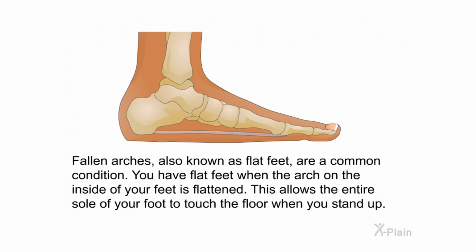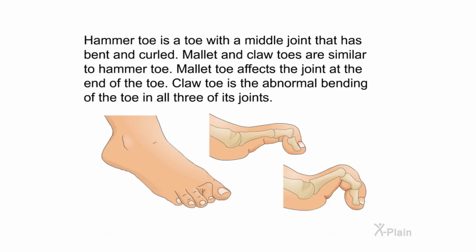Fallen arches, also known as flat feet, are a common condition. You have flat feet when the arch on the inside of your feet is flattened. This allows the entire sole of your foot to touch the floor when you stand up. Hammer toe is a toe with a middle joint that is bent and curled. Mallet and claw toes are similar to hammer toe. Mallet toe affects the joint at the end of the toe. Claw toe is the abnormal bending of the toe in all three of its joints.